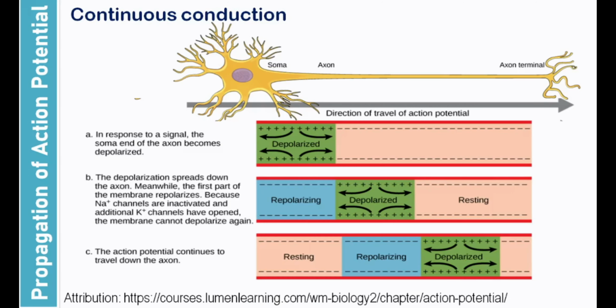Now coming to continuous or contiguous conduction, we can observe this type of conduction in unmyelinated neurons. So what is happening in that? It is step-by-step depolarization. We can see that here.